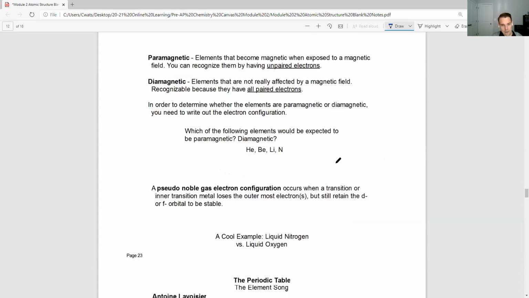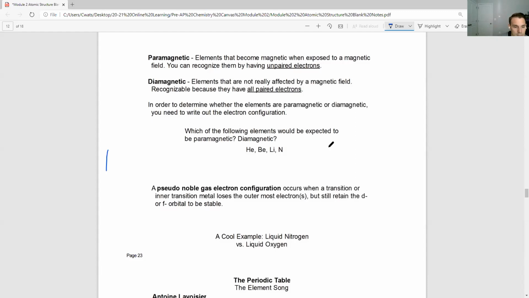Okay, last thing here, just a couple of vocabulary terms, para and diamagnetic. Paramagnetic elements become magnetic when exposed to a magnetic field, and you can recognize them by having unpaired electrons. Diamagnetic, they are not affected by a magnetic field because they have all paired electrons. So in order to figure out if an element's para or diamagnetic, the best way to see if you have paired or unpaired electrons is to do the orbital diagrams.